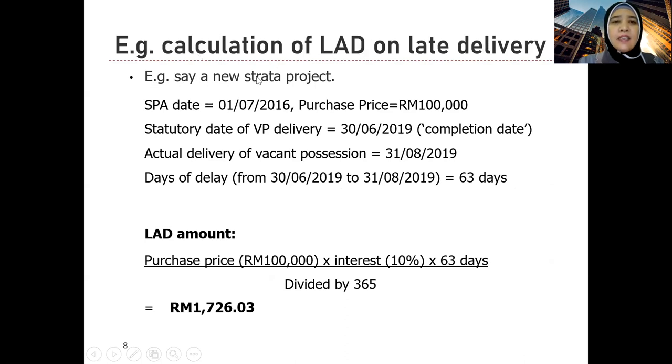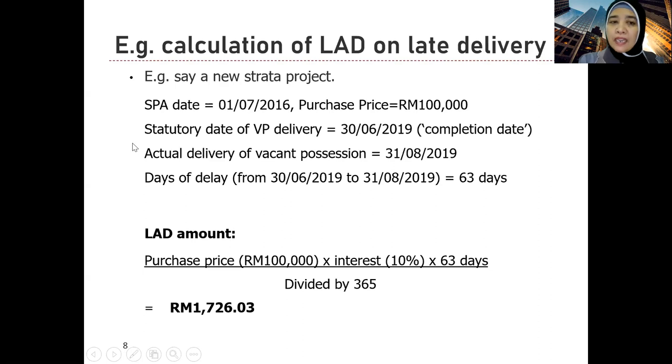For instance, say for a new strata project, the sale and purchase agreement date on one particular parcel is 1st of July 2016. The purchase price is stated at 100,000 ringgit. The statutory date of vacant possession delivery, if you calculate, for the strata is 36 months, kan? So 1st July, now the date is 30th June, one day before. Then 2016, you plus 3 years, 2019. This is also known as completion date.